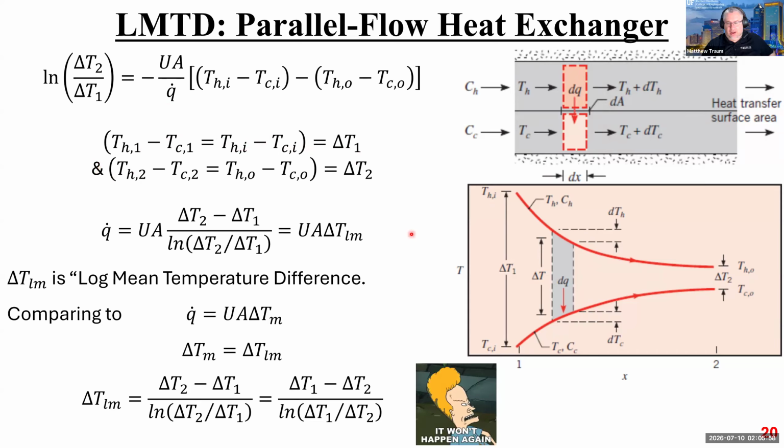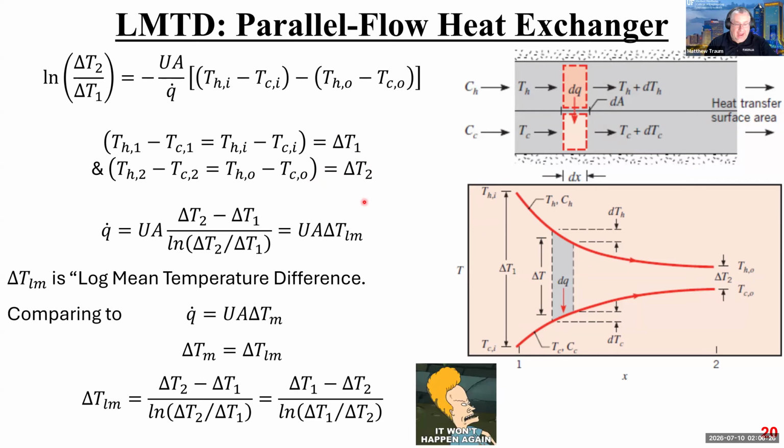And the same thing is true on the outlet side, right? So here on the outlet side, we've got the temperature of the hot stream at station 2 minus the temperature of the cold stream at station 2, right? It's this temperature difference. Station 2 is the outlet, so HO for outlet, CO for outlet, and that's just going to equal delta T2.